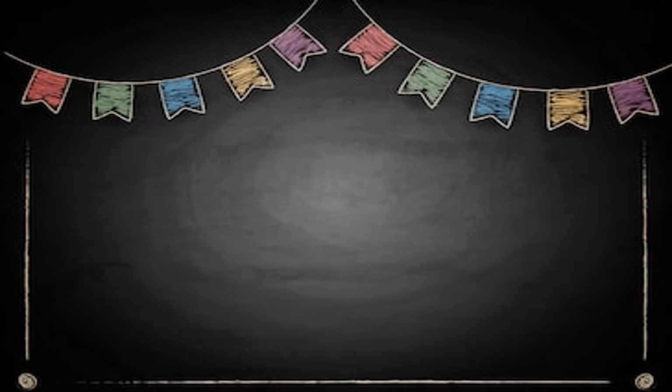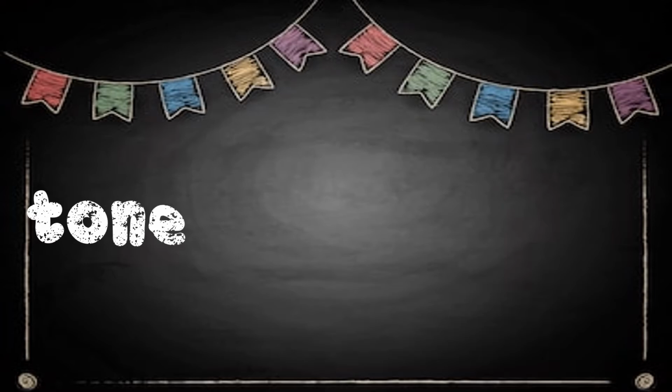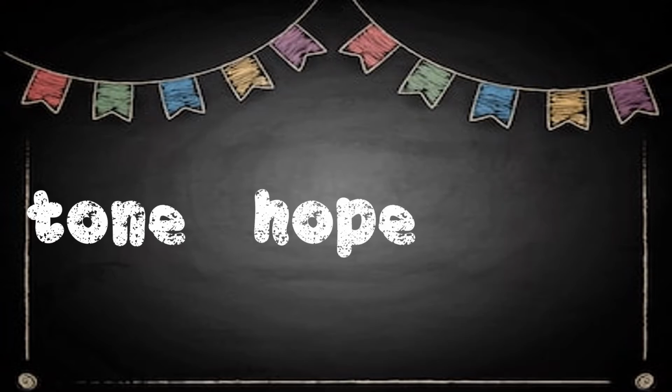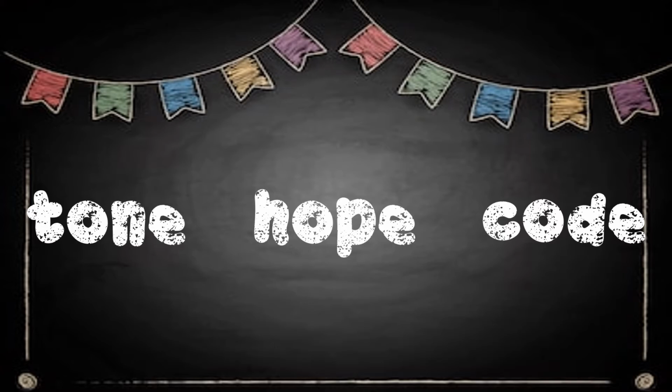Let's take a look at the words up on the board. Tone, hope, code. What do we see that could be making the O sound? Tone, hope, code. We see the letter O is making the O sound in the middle of each of these words.